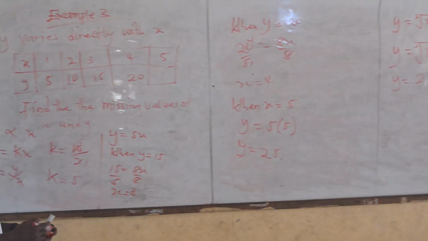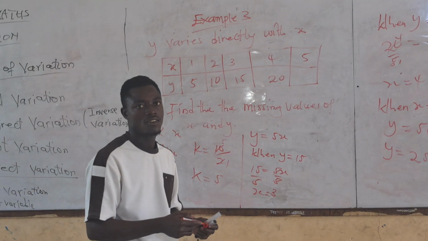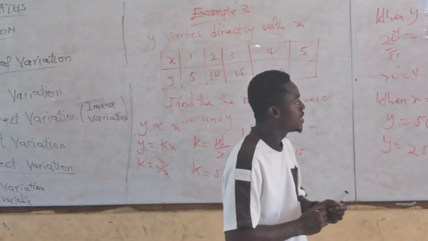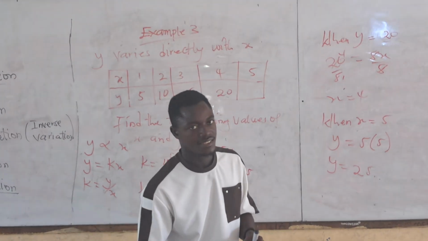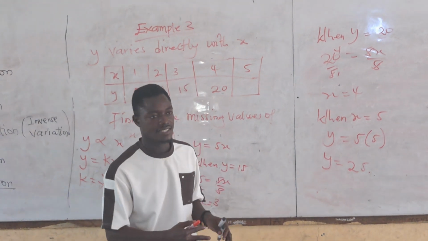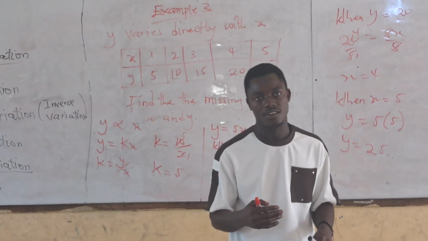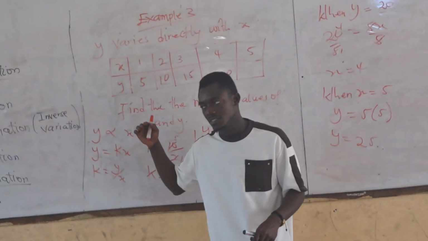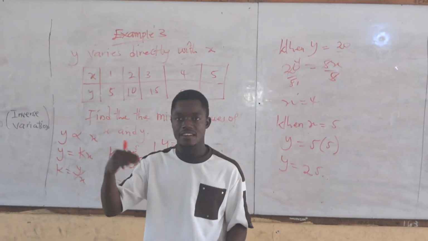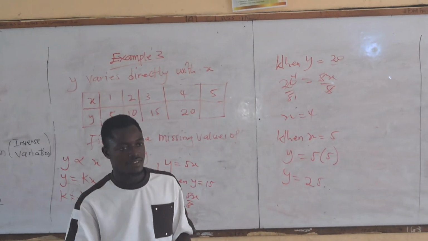So these are the nature of questions that can be set on direct variation. And this is the end of the first part of the variation. And the next time we meet, we continue on indirect variation and the joint variation.